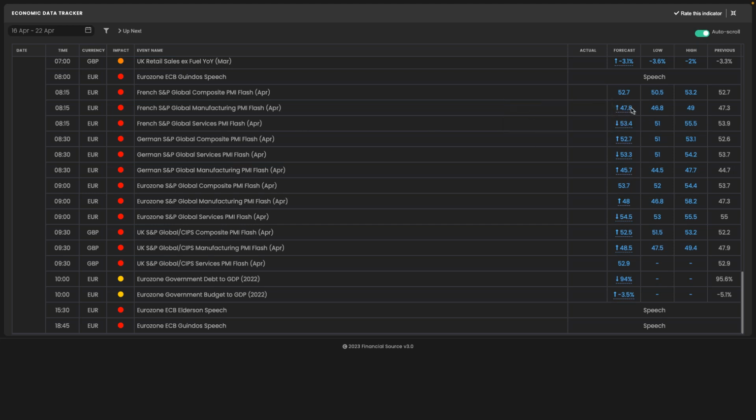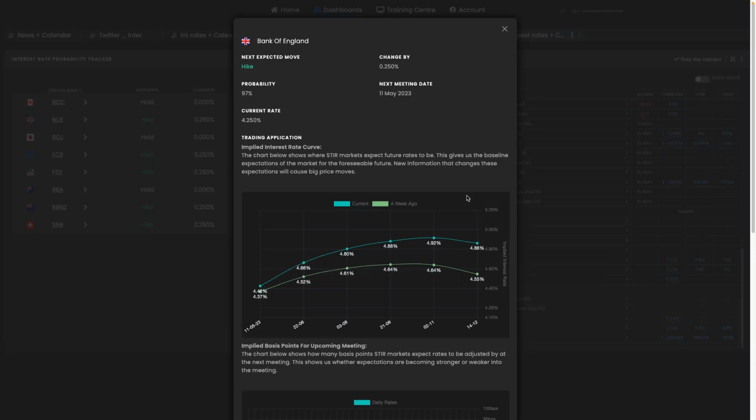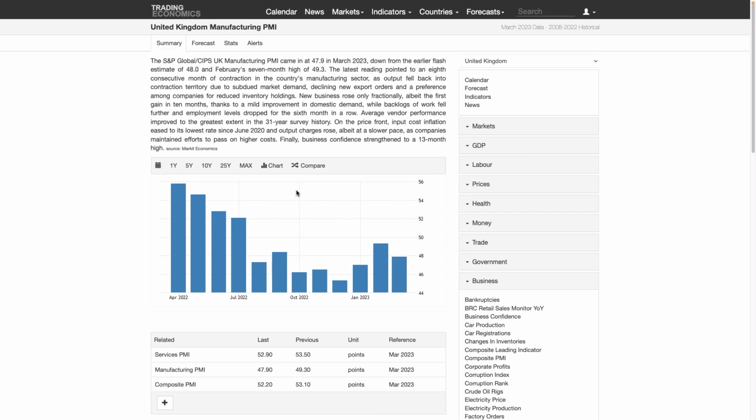It's in contractionary territory below 50. Services is expansionary above 50. Germany, services expansionary, manufacturing contractionary. Eurozone exactly the same. UK, manufacturing contractionary, services expansionary. So we've been seeing this divergence, and I'll just show you this, between services PMI and manufacturing PMI.